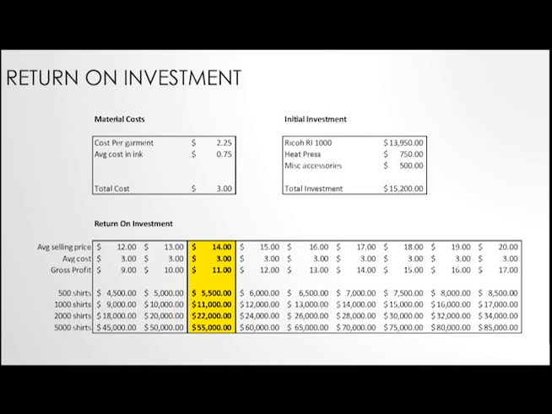Well, just look, within 1,200 shirts on the $14 average selling price, you've paid your machine off. Think about that. You get to 1,200, 1,300, 1,400 shirts, you paid for your machine. If you're on the retail side, I mean, shoot, you pay for your machine and your first 1,000 shirts. So this is what I mean by the return on investment.